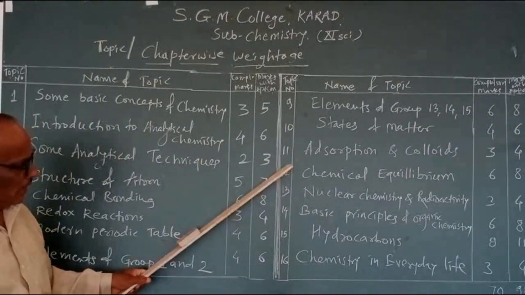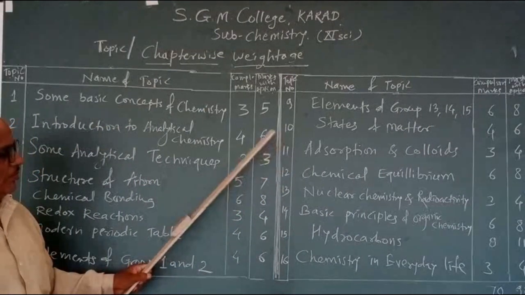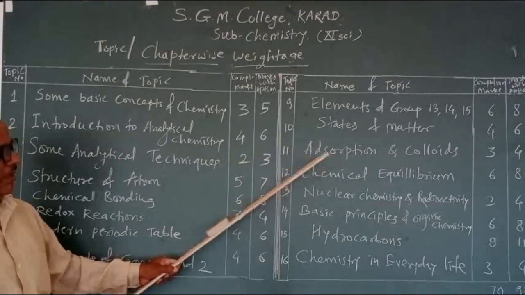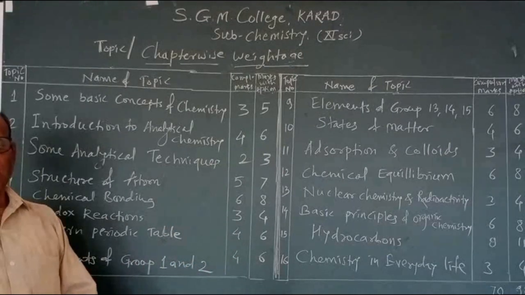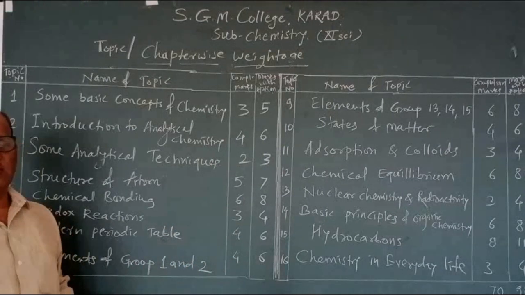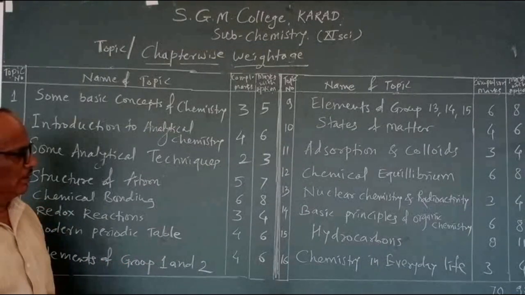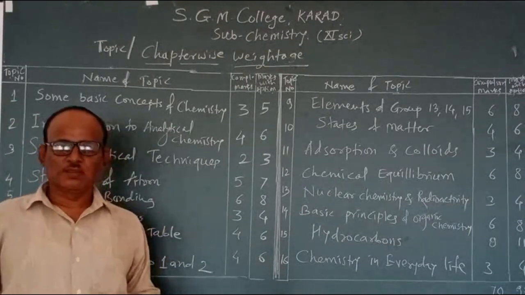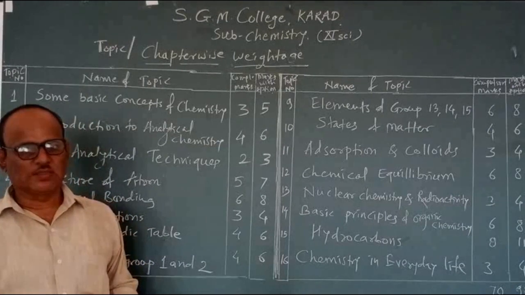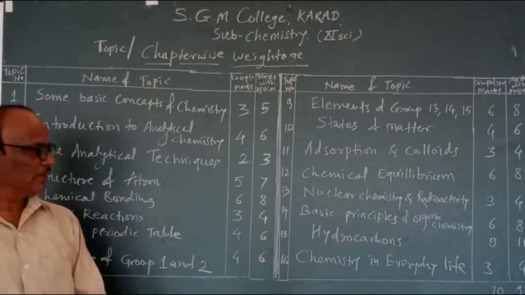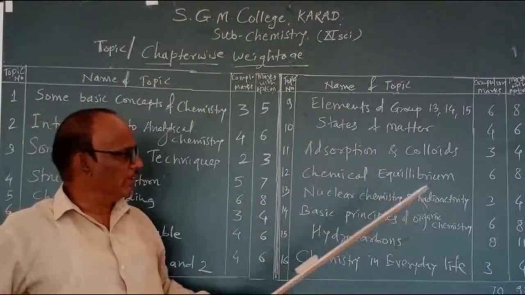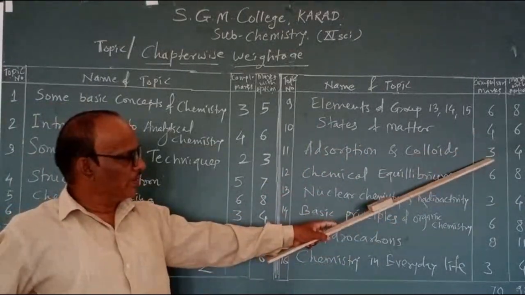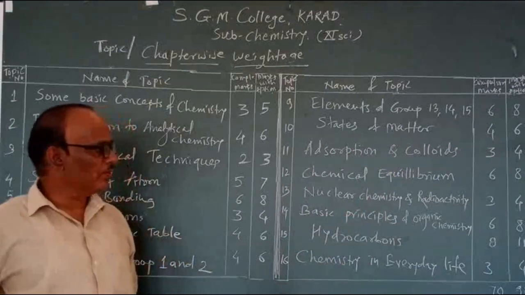Then topic number 11. This topic name is adsorption and colloids. In adsorption and colloids, there are types of different solutions: colloidal solution, true solutions, absorption, adsorption, physical adsorption, chemical adsorption, factors affecting adsorption. So all these points are included in this topic. This topic carries compulsory 3 marks and with option 4 marks.